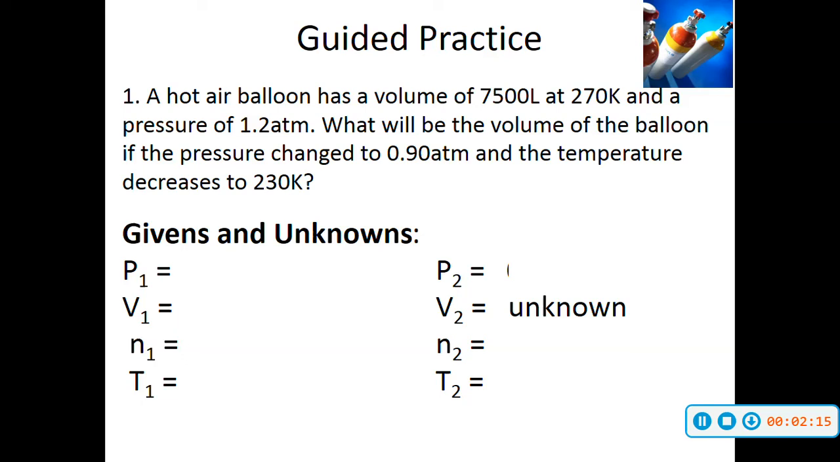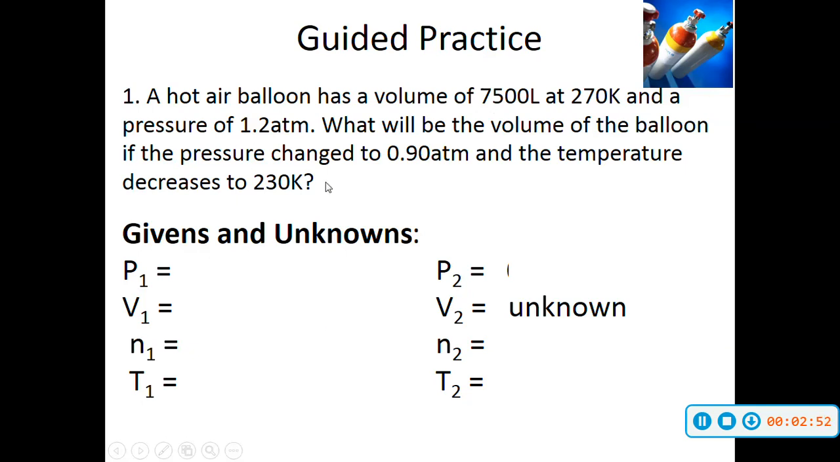If we take a look at our first example, a hot air balloon has a volume of 750 liters at 270 Kelvin and a pressure of 1.2 atmospheres. What will be the volume of the balloon if the pressure changes to 0.90 atmosphere and the temperature decreases to 230 Kelvin?